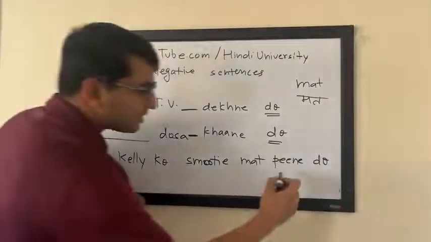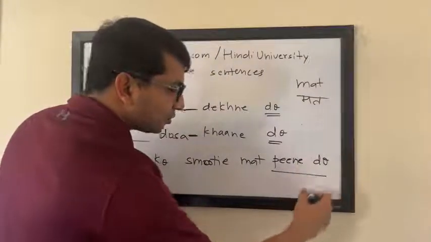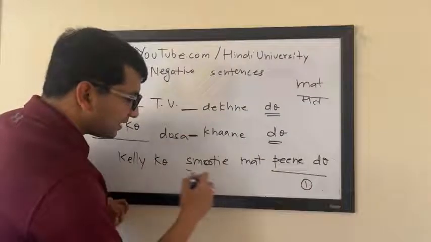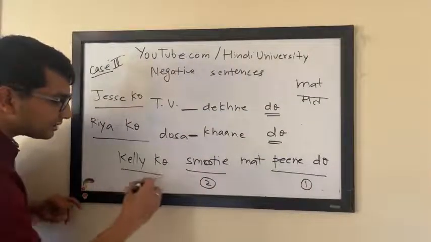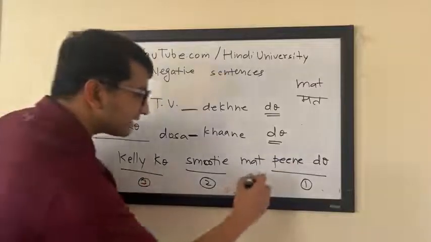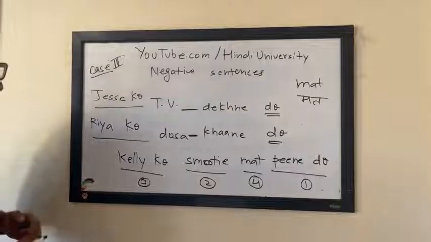So you see how we started. We started with just pina. Pina becomes pine do. This is your case number 1. Case number 2 was smoothie pine do. Case number 3 was Kelly ko smoothie pine do. And case number 4 is Kelly ko smoothie mat pine do. Right?